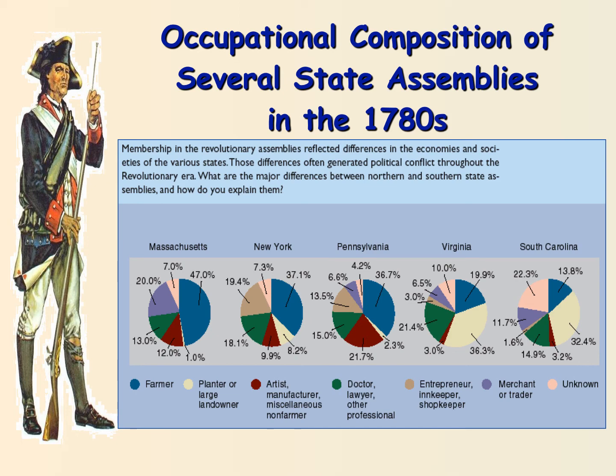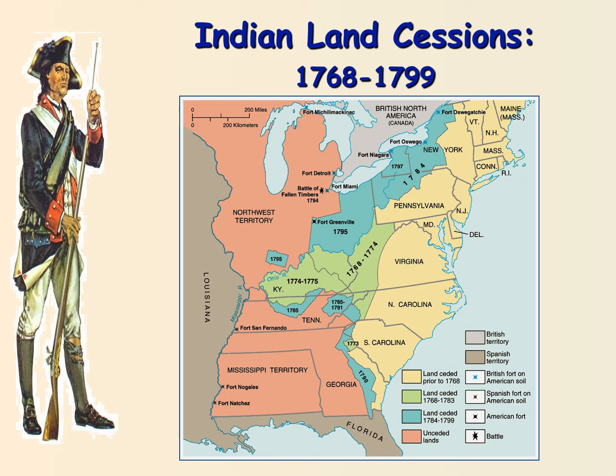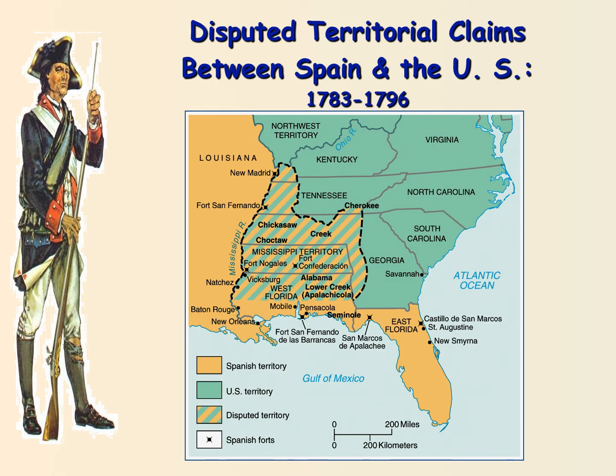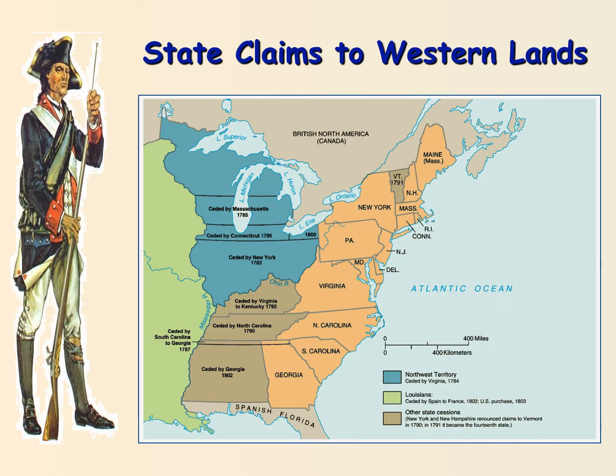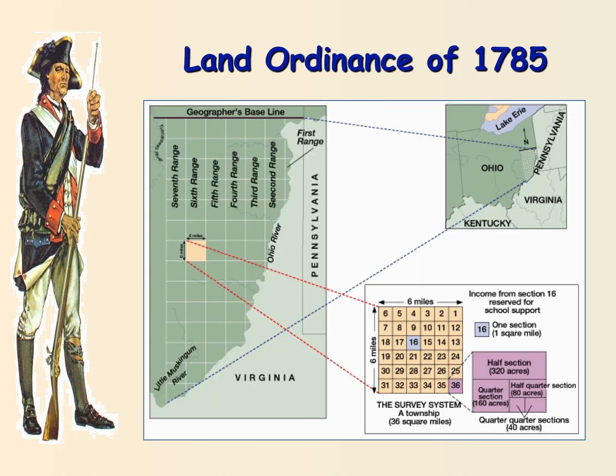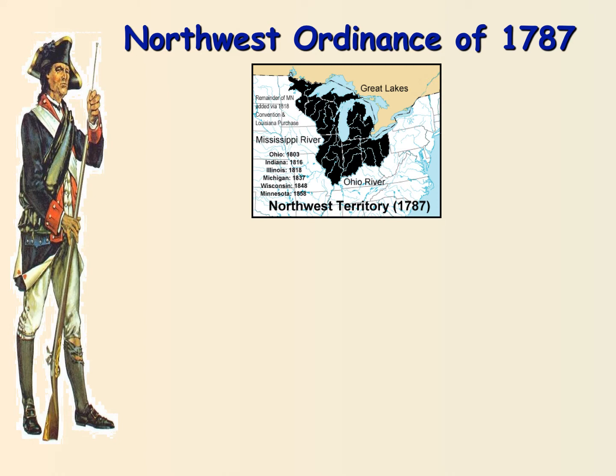So, Indian land cessions under the Articles of Confederation. We ceded certain lands to Indians. There was a dispute in territory between Spain and the U.S. in the South. We had claims to Western lands, and you already did the Land Ordinance and the Northwest Ordinance, but the Land Ordinance organized the land into all these little subsections.